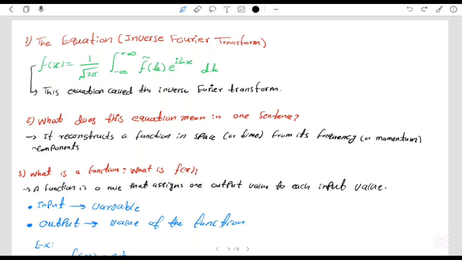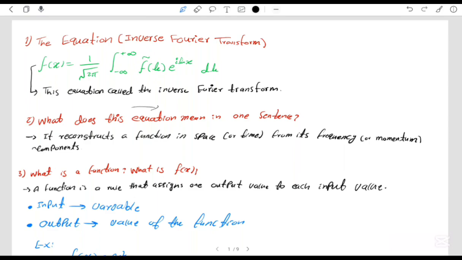Today, I'm going to talk about the Fourier inverse equation, one of the most important equations in quantum mechanics. The equation: the inverse Fourier transform. So here is the equation: f of x equals 1 over square root of 2 pi times the integral from negative infinity to positive infinity of f tilde of k e to the ikx dk. This equation is called the inverse Fourier transformation, or transform.